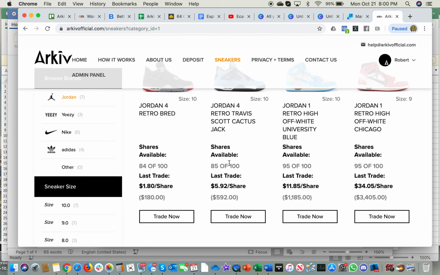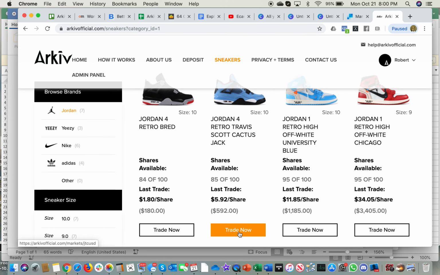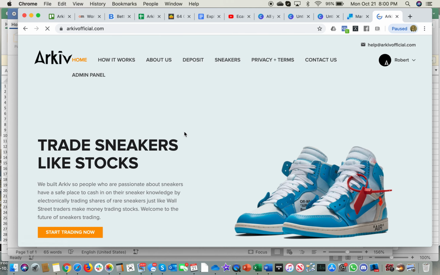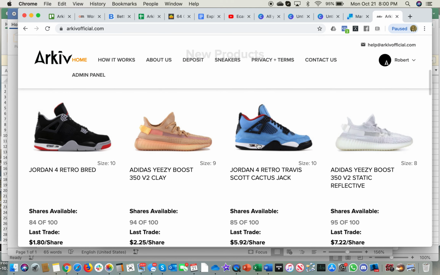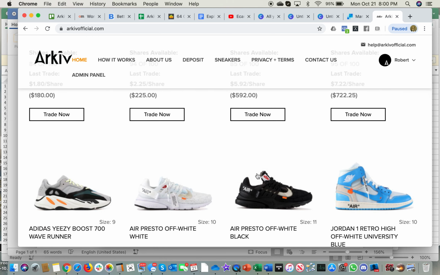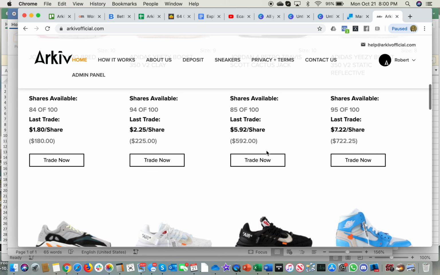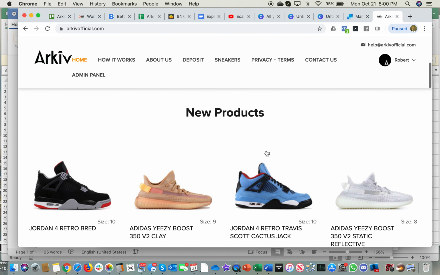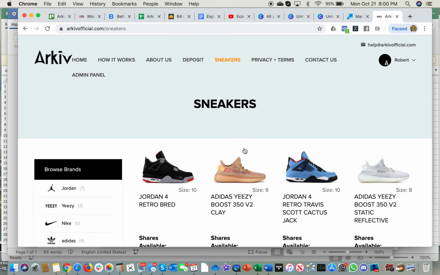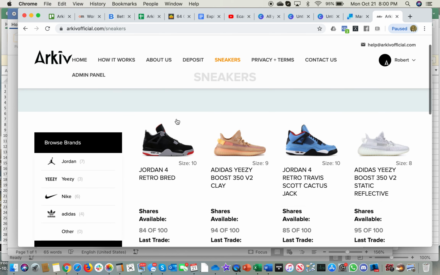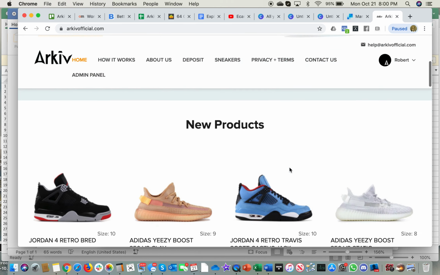So basically, you just click trade now, and I could show you on the home page. It looks the same way. Like we can scroll down and find them right here. But of course, now they're next to the Yeezys, they're next to the Off Whites, because we didn't filter by Jordans, which you again do at the sneakers page. So anyway, let's do it from the home page this time.